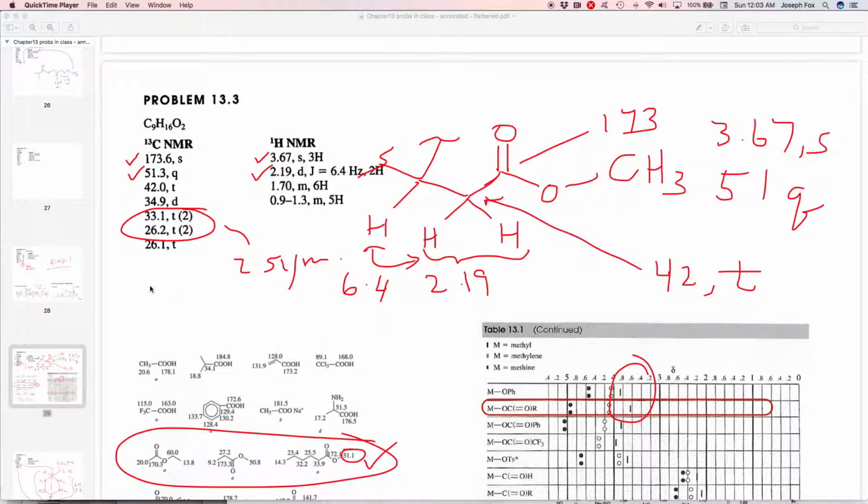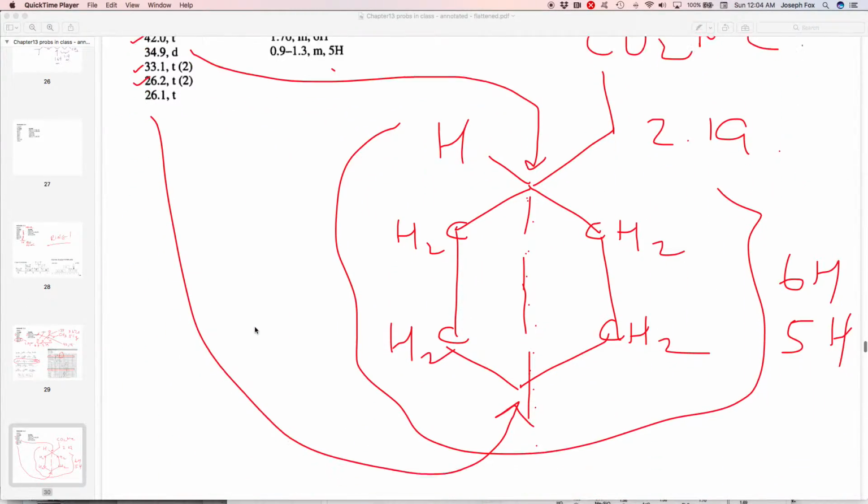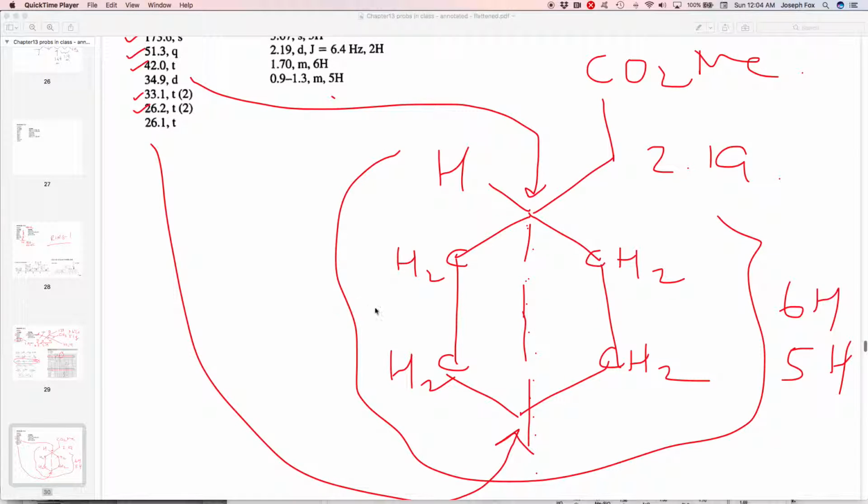Looking at some other elements, we also see that we have elements of symmetry in this molecule. We have two peaks in the carbon NMR at 33 and 26, which tell us that we have symmetry involved, and we know that we have a ring structure. Finally, at 34.9 we have a doublet, and that's going to correspond to our methine carbon. So we have a ring, we have two symmetrical carbons and one triplet left over. There's really only one way to put this together at this point.